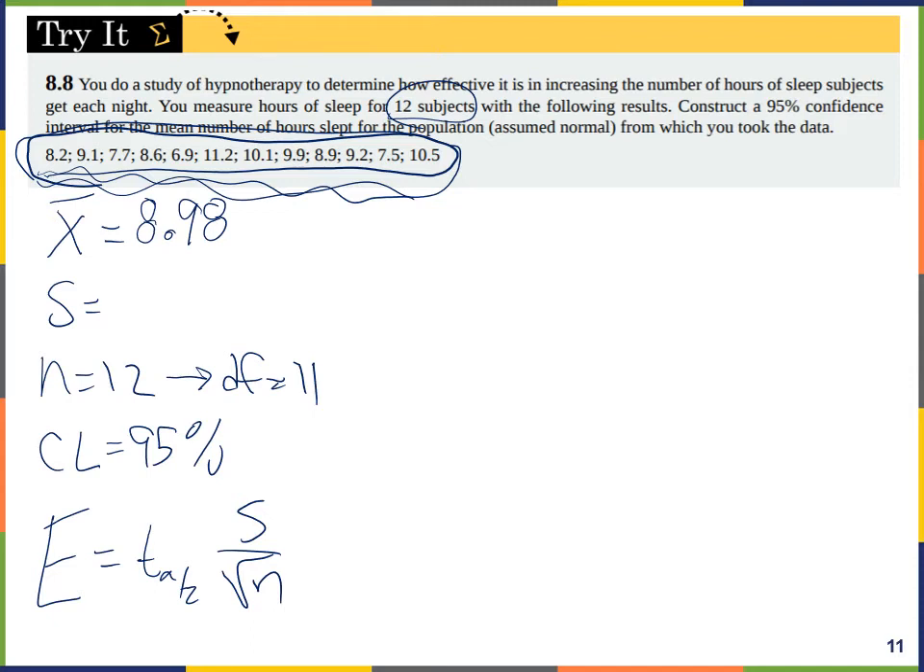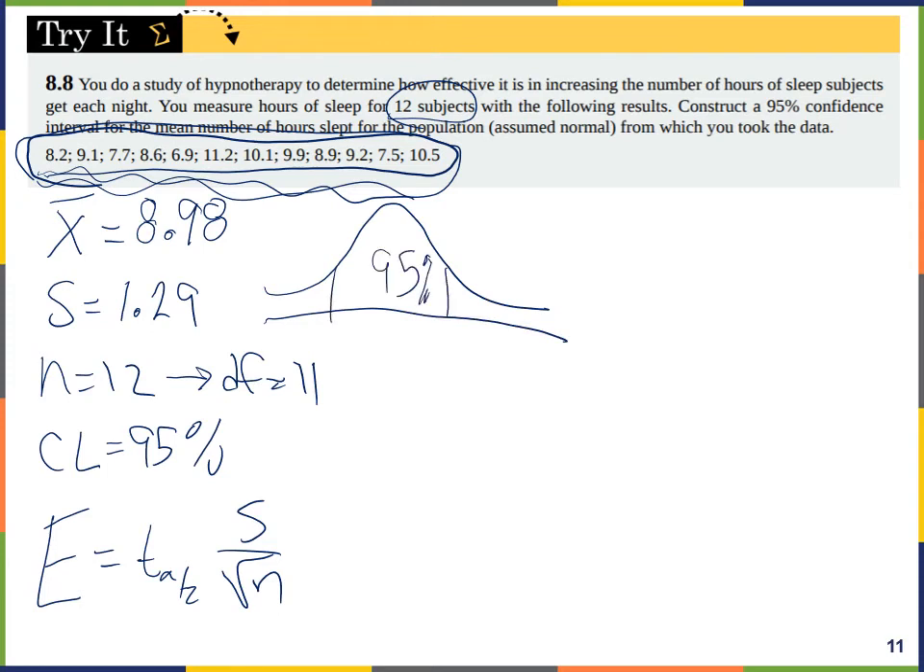So if we calculated the standard deviation, we would get 1.29. All right. So then we can go to our table and get our confidence level and our degrees of freedom to get our t alpha half. So we would draw our picture like this. Confidence level is 95%. Area in one tail is 2.5%. That'll be the middle column.